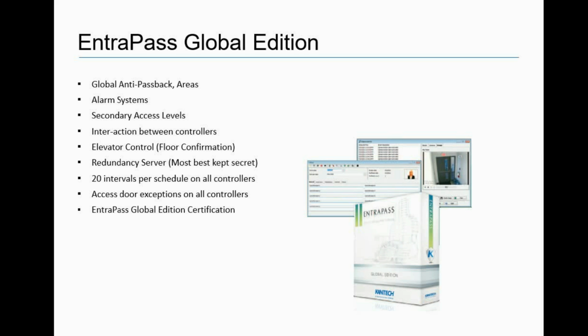If you are in global under a corporate global gateway. Access door exception, same, it's also available in corporate, but in order for you to use that in corporate, you need KT400, KT1. In global, that works on any door.